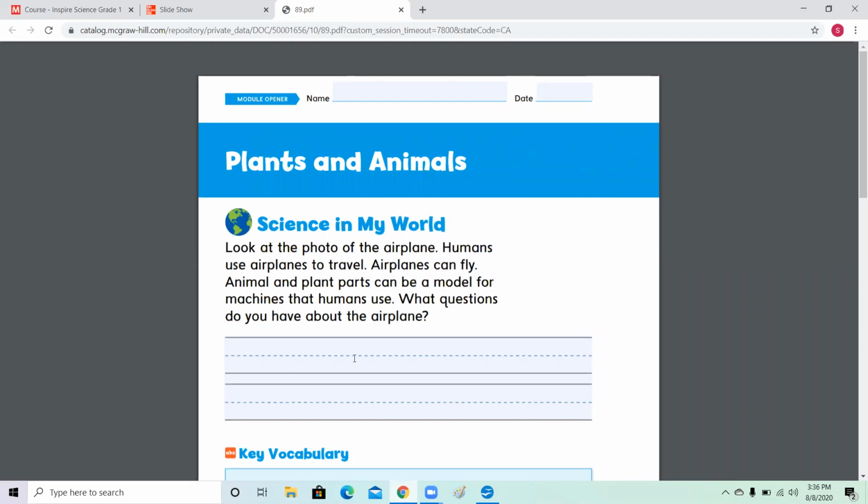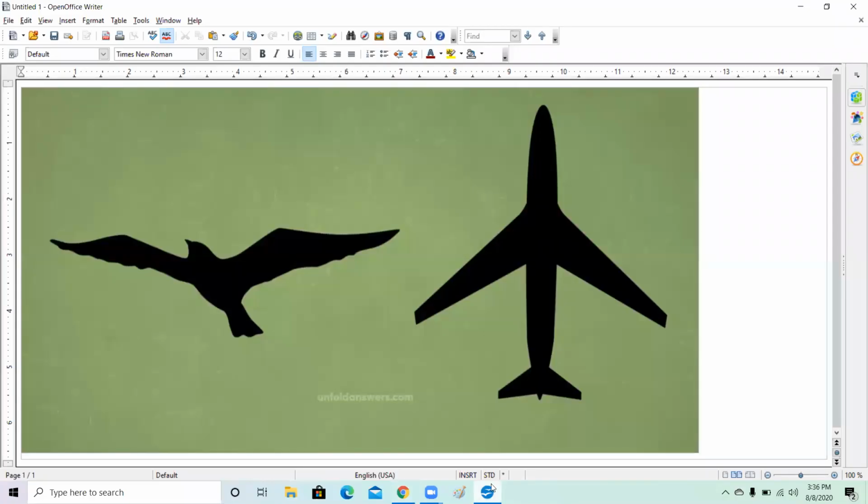So over here, if you look at the previous picture, what question can you come up with in your mind? Because we need to write one question here. What questions do you have about the airplane? You can put one question or two. Let's start with one question. What do you have in mind? Again, look at the picture. Did you notice the similarity? Airplanes have wings and a tail, birds have wings and a tail.